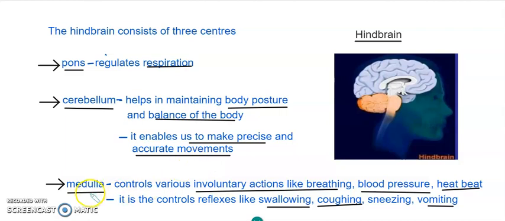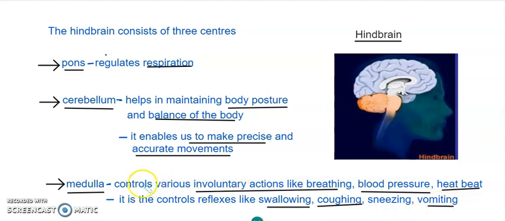Okay, next is medulla. Medulla controls all the involuntary actions like breathing, heartbeat, and blood pressure. It also controls reflexes like swallowing, coughing, sneezing, and vomiting.